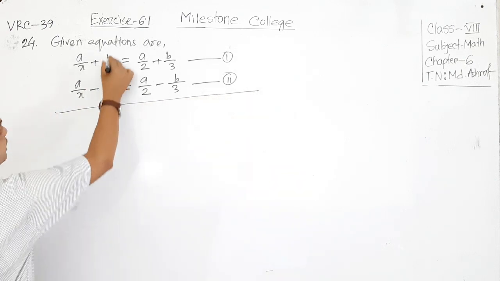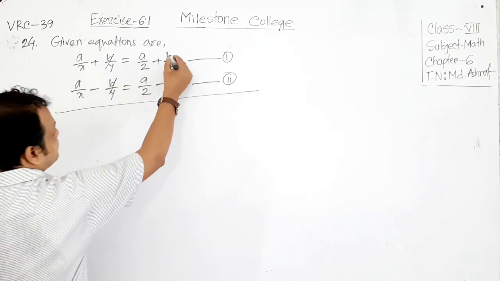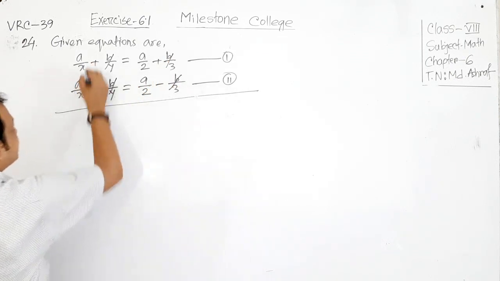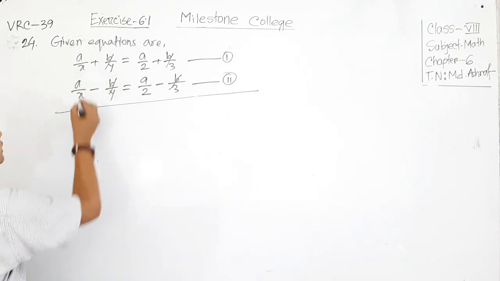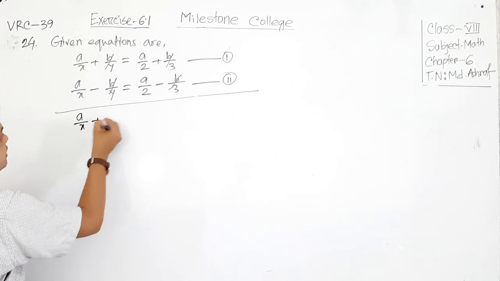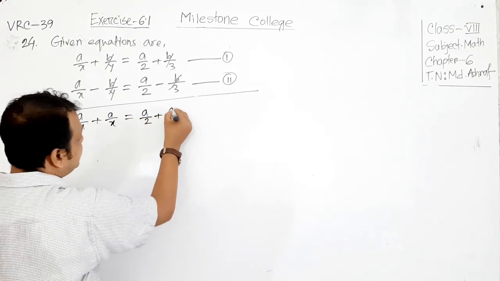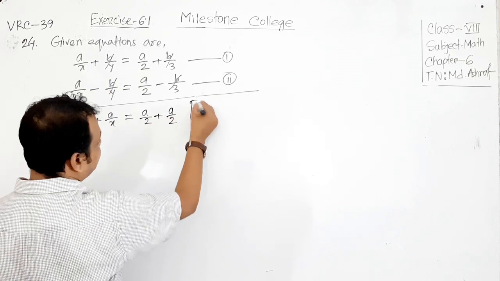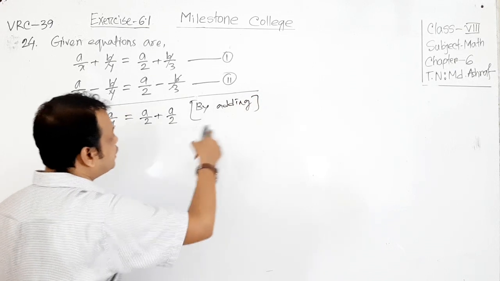So minus b by y plus b by y will be eliminated, and plus b by 3 minus b by 3 will be eliminated. Then we add these two parts. We will write a divided by x plus a divided by x equals a divided by 2 plus a divided by 2. What we have done is, by adding equation 1 and 2, we have got this part.